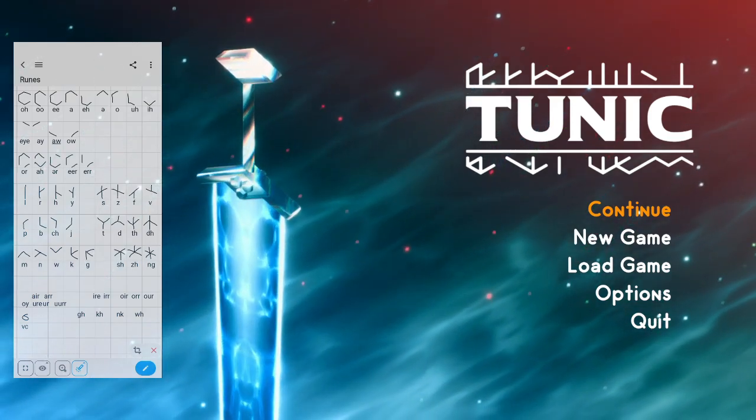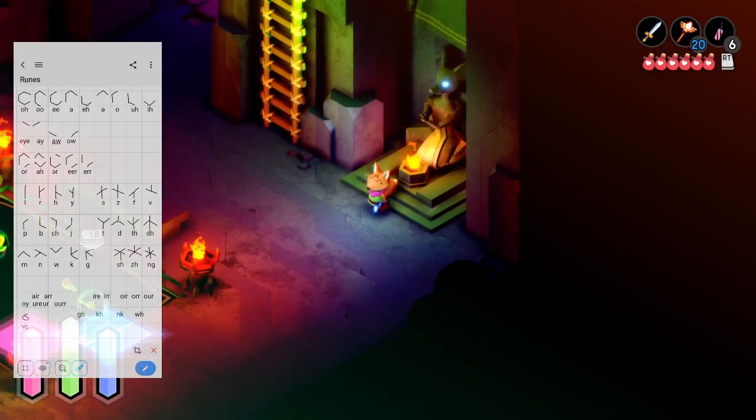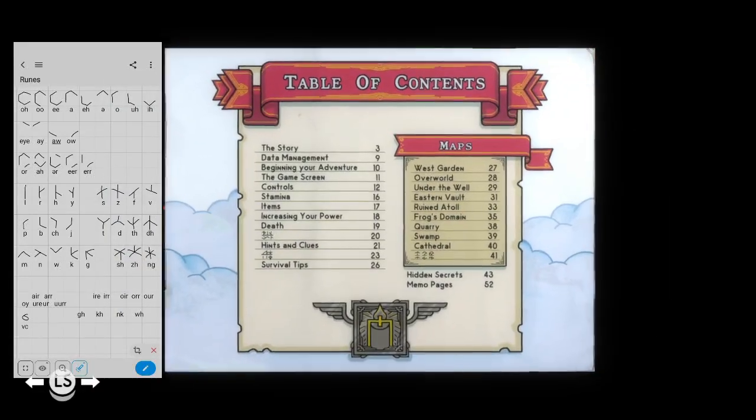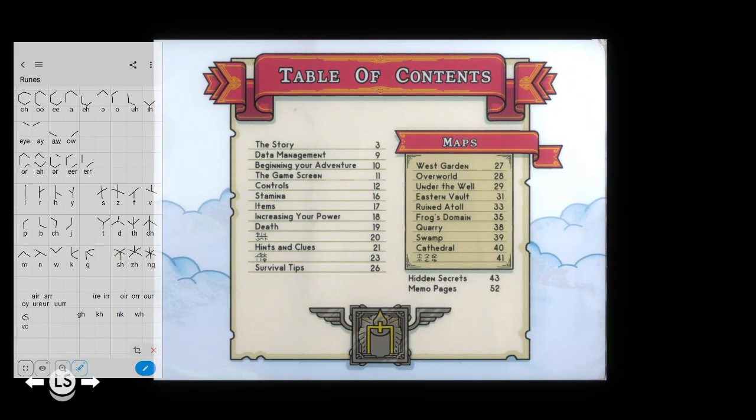So we're going to start with the manual, and we're going to start from the first page, in fact. Oh, I've never held that button down. It does flip through the manual quickly. We haven't got much on the first page that's in the runes.